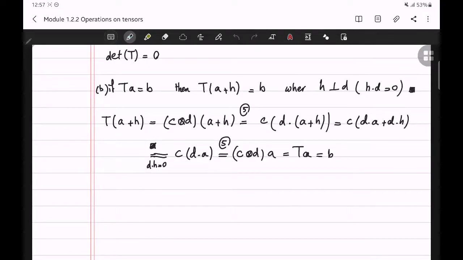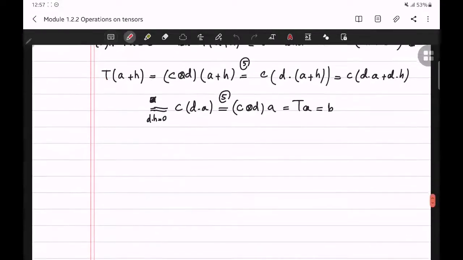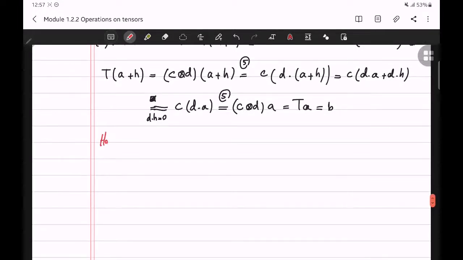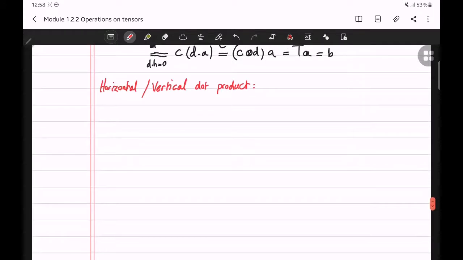And the next topic is the horizontal and vertical, let's say, vertical dot products. So I just bring the definition, and you have to remember that these are not actually included in the book. But you might come across them in some scientific papers or literature.